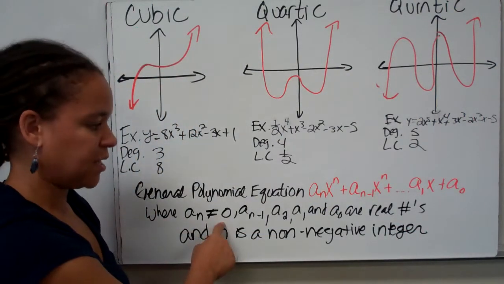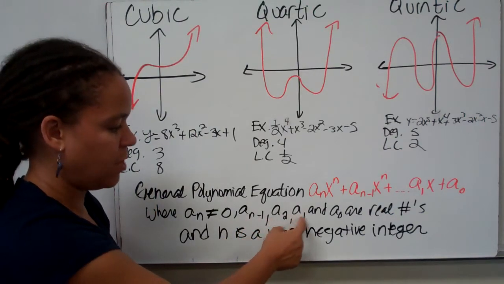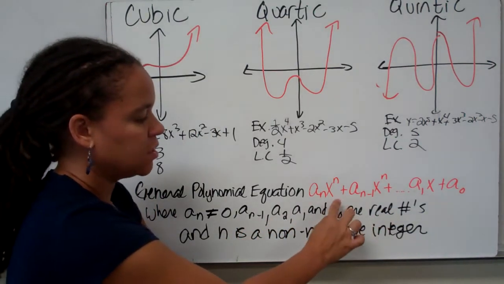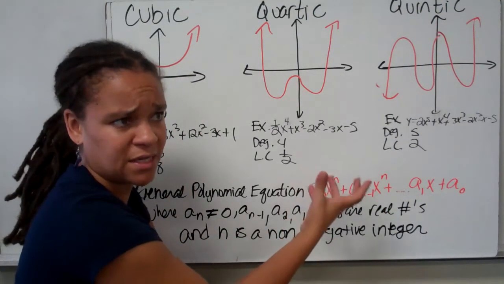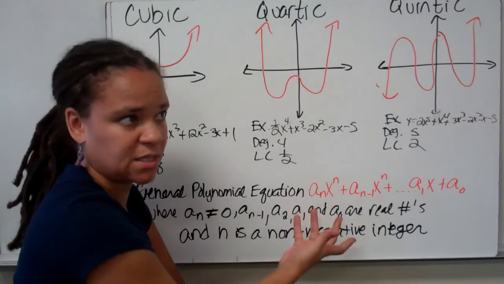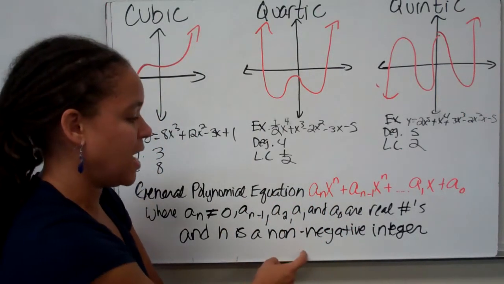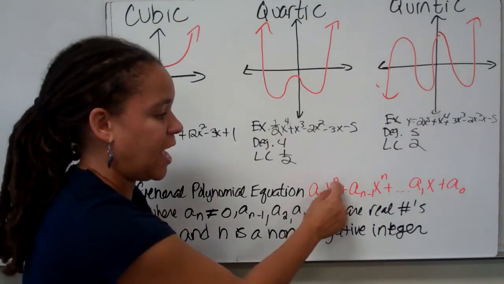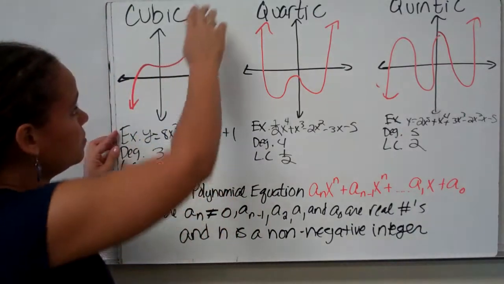Where a sub n is not 0, and a sub n minus 1, a2, a1, and a0 are all real numbers. So all of these need to be real numbers, and this can't be 0. We don't want to have a 0 coefficient leading it, because then it wouldn't be a polynomial of that degree. And notice that n is also a non-negative integer. So the exponents here cannot be negatives. So keep that in mind.